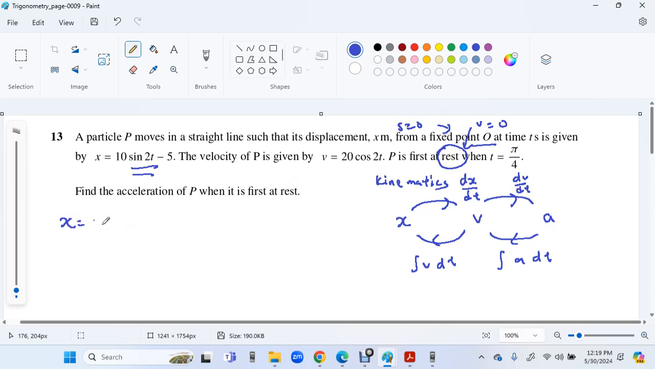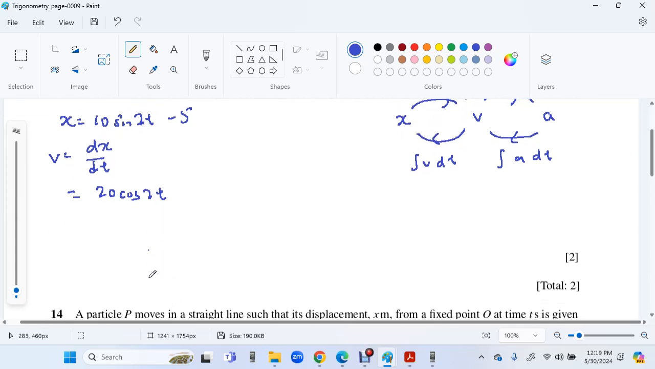So originally, we have x equals 10 sine 2t minus 5. Then v will be dx/dt. Then we will have 20 cos 2t, because we multiply by 2 with the cos 2t. And then the acceleration will be dv/dt. Then it will be negative 40 sine 2t, because we know that the derivative of cos will be negative sine, and then we multiply by 2.